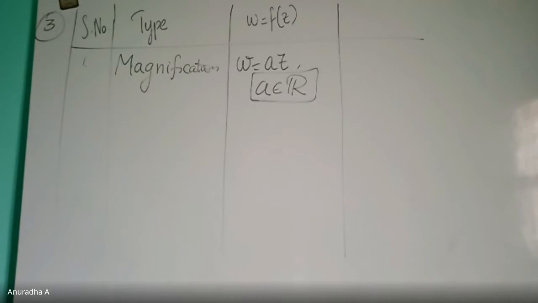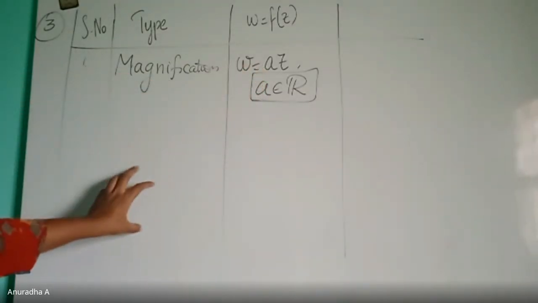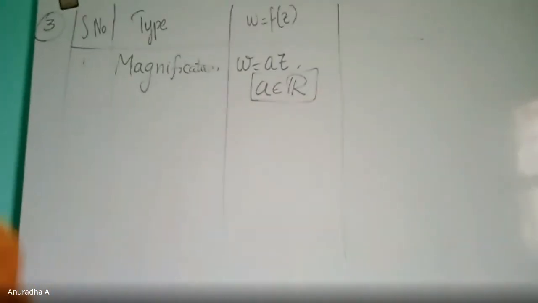And here, what will happen? It's just magnifying. If I have a circle here, only the radius is going to increase, giving a bigger circle. So obviously, this is a conformal mapping.